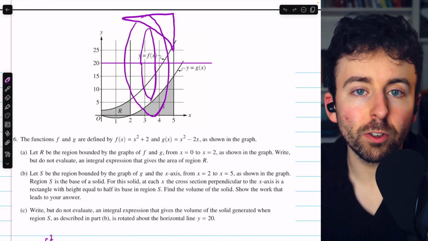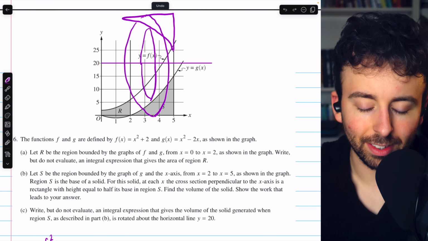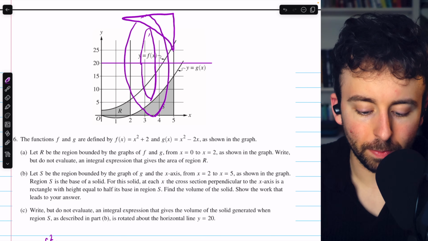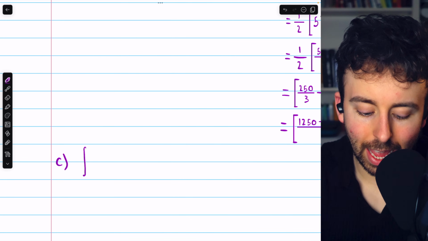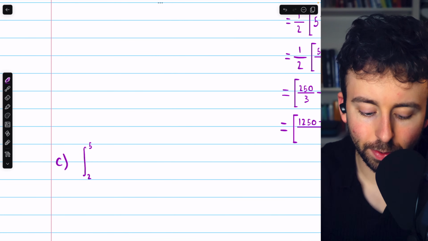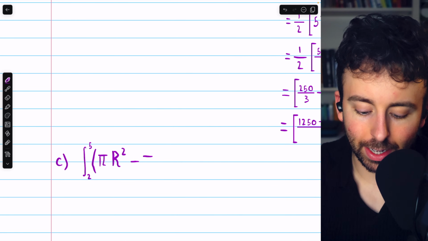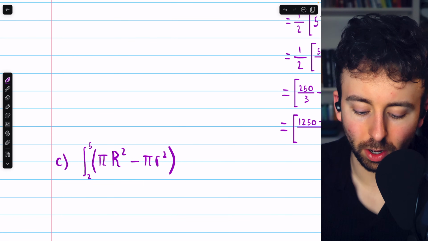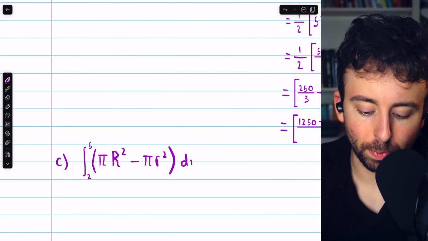So the area of each cross-section is going to be the area of the big circle, traced by the x-axis, minus the area of the small circle, cut out by g of x. This integral will again go from 2 to 5, and what we're basically going to have is pi multiplied by the big radius squared, that's the area of the big circles, minus pi times the radius of the small circles squared. So I'll use little r for that. These are going to be in terms of x, so this would be dx.